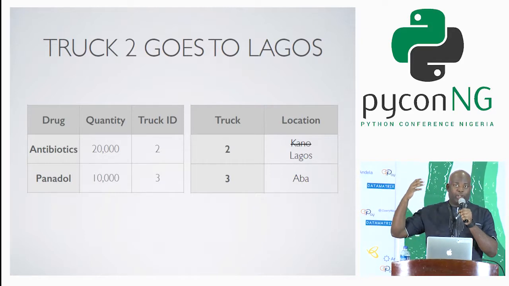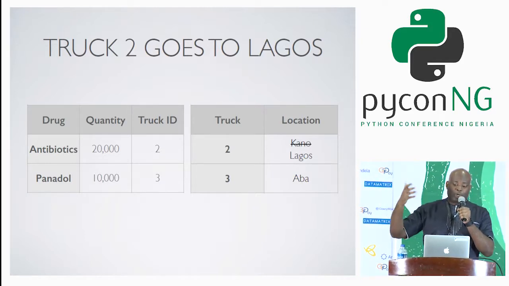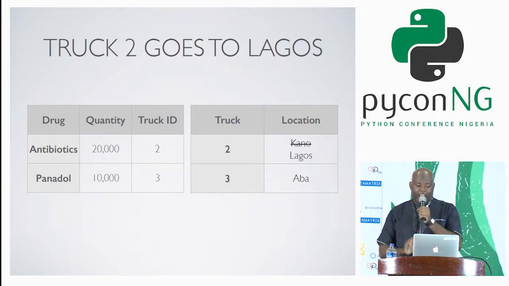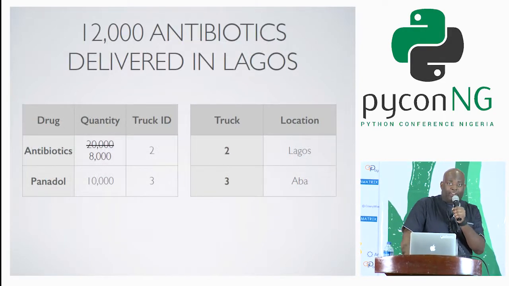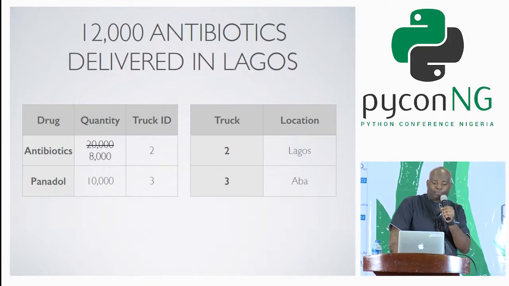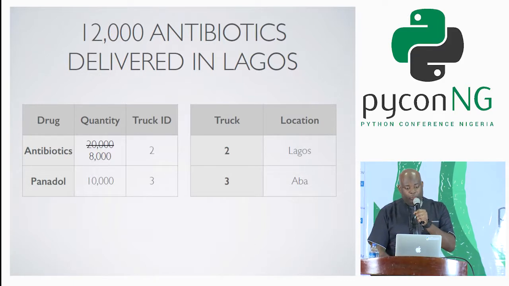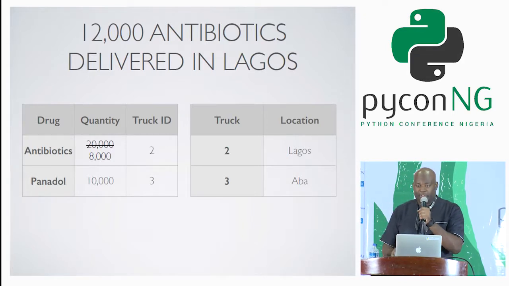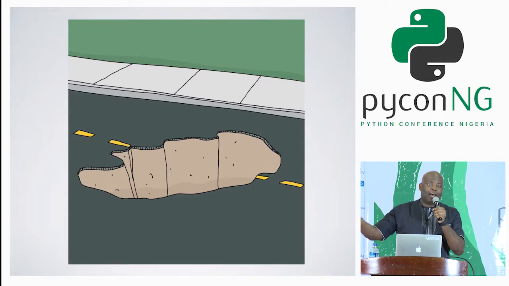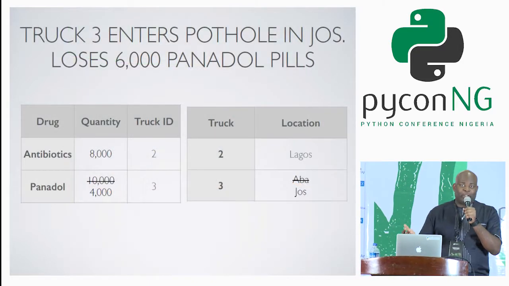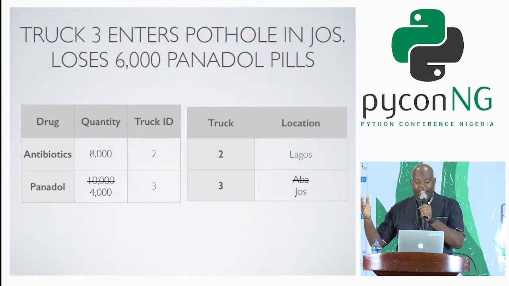All right. So let's say next day, truck number 2 goes to Lagos. What you would naturally do in your software is you'll have some code that replaces the value of the location from Kano to Lagos. So now, if you look at it, truck number 2 accurately reflects that it's in Lagos. Furthermore, let's say 2,000 antibiotics are delivered in Lagos. You'll go to that location in your database, you make a query, update it from 20,000 to 8,000. And one more example, one of the trucks hit a pothole somewhere. You lose 6,000 pills in the accident.